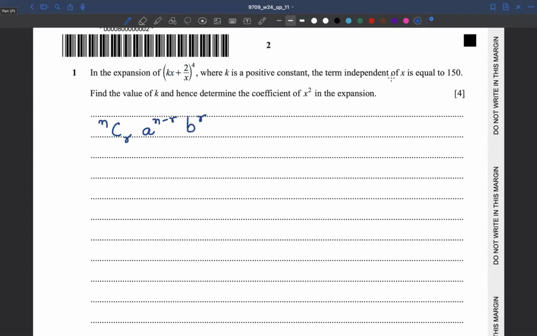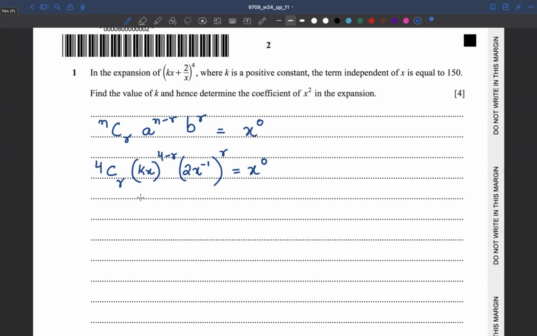Now, when it says independent of x, that means that the power of x is equal to 0. So in the first step, we know that the value of n is 4, so we can write it as 4Cr. In a, we have kx, and this will become 4 minus r, b to the power r. Now, as we're trying to first find the value of k, we'll bring this x in the numerator. We can write it as (2x^-1)^r is equal to x to the power 0. Now, to find the value of r, that will basically give us the term independent of x.